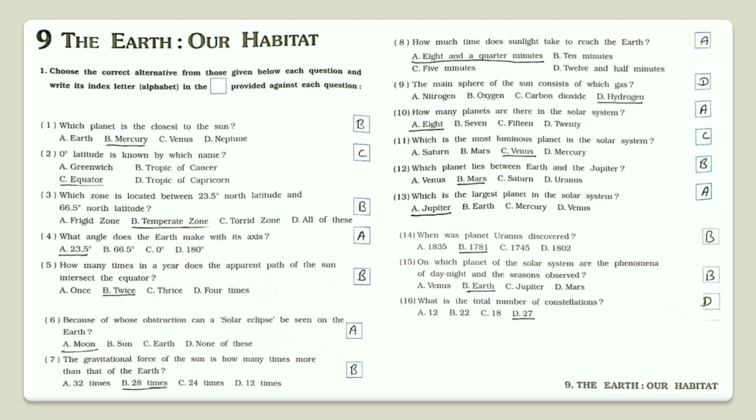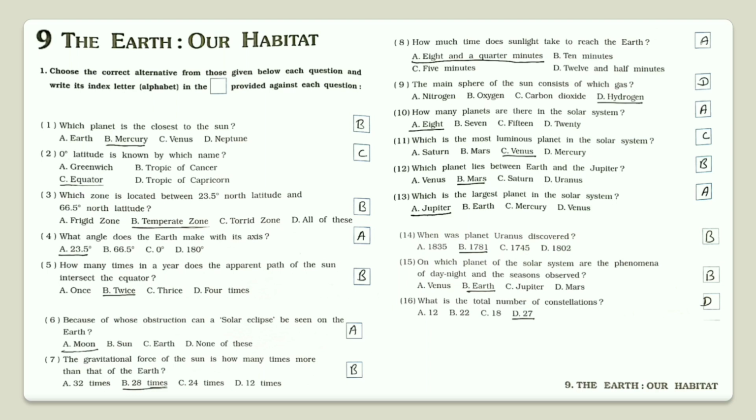Ninth number: the main sphere of the Sun consists of which gas? D, Hydrogen. Tenth number: how many planets are there in the solar system? So A, 8 planets. Eleventh number: which is the most luminous planet in the solar system? So C, Venus. Twelfth number: which planet lies between Earth and Jupiter? So B, Mars.